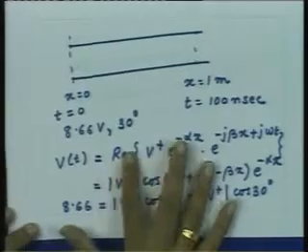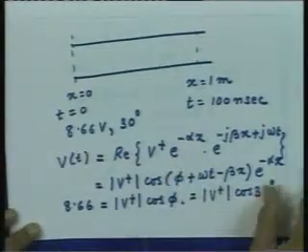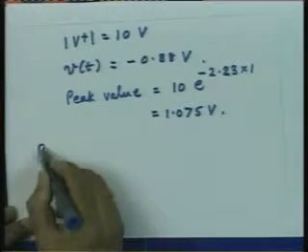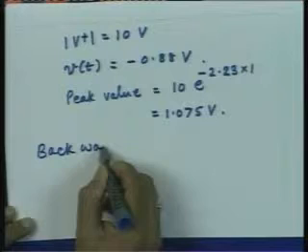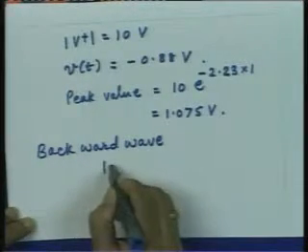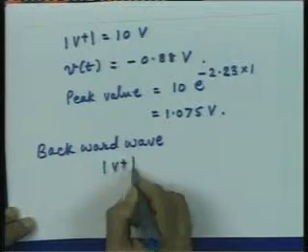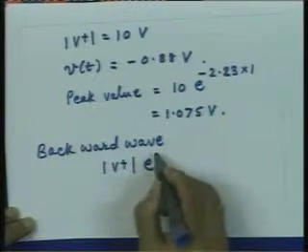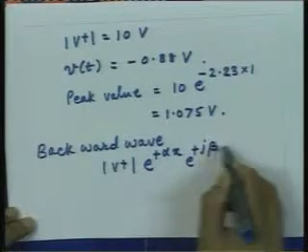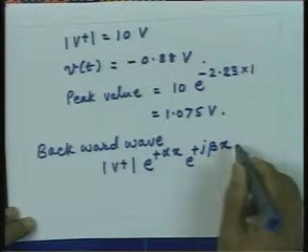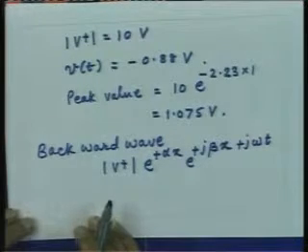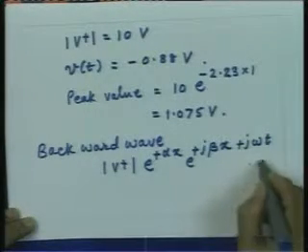So, by using the same expression and changing the sign of beta, because now the backward wave is given as mod V plus e to the power plus alpha x, e to the power plus j beta x, plus j omega t, multiplied by the phase e to the power j phi.